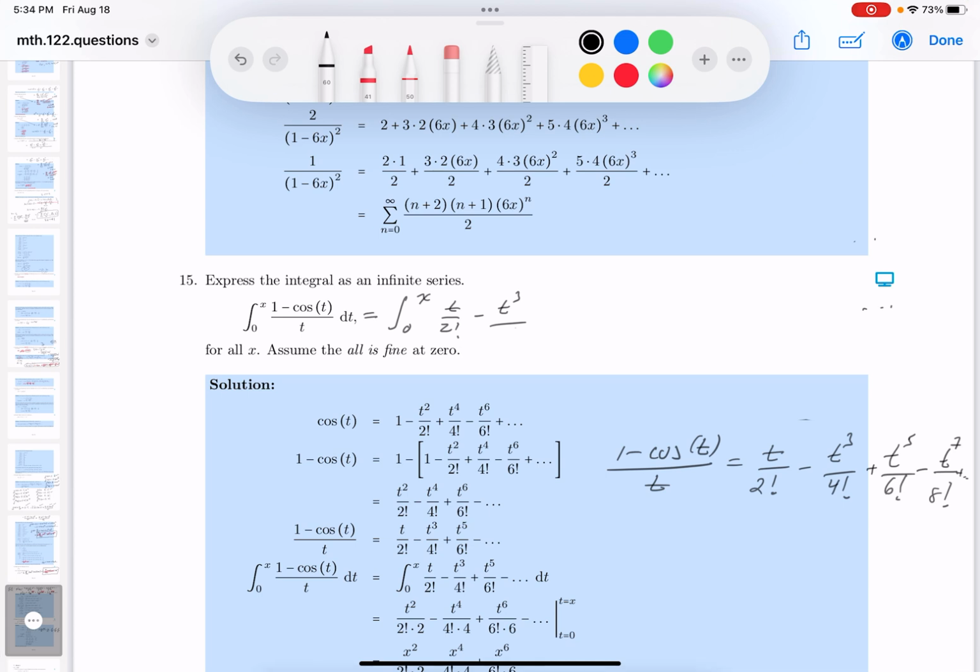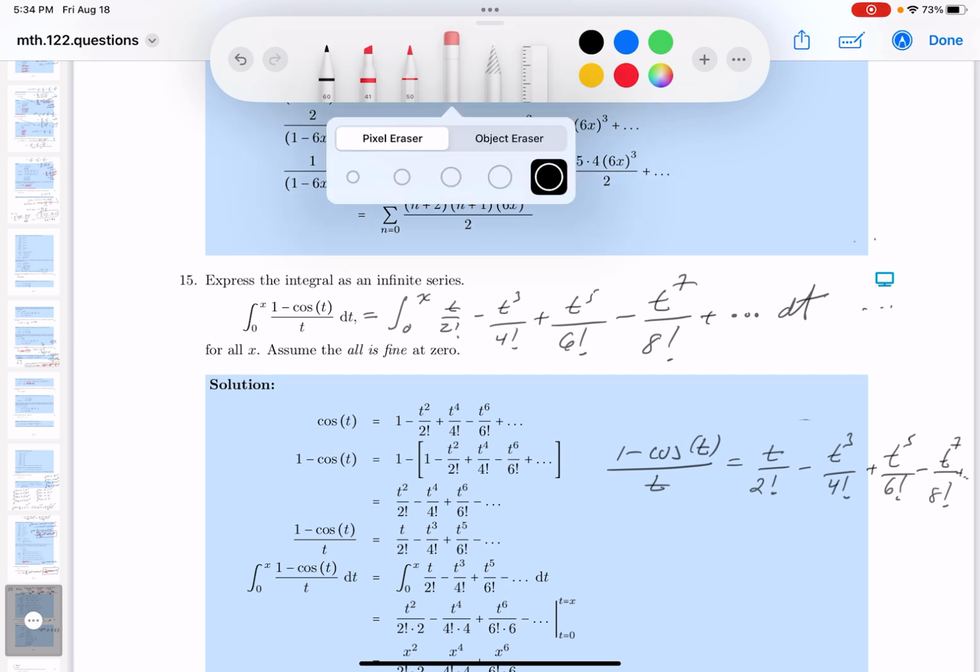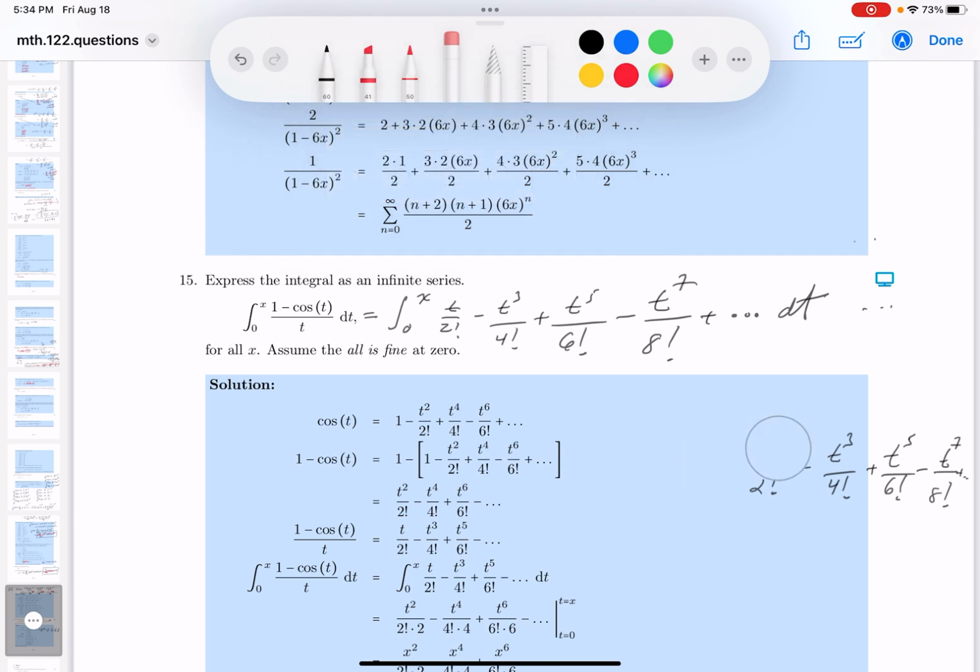4 factorial plus t to the fifth over 6 factorial minus t to the seventh over 8 factorial plus yada, yada, yada, dt. All right? Can we integrate that guy? We can. And let me go through that with you. Let me erase this business over here. And we're going to do the integration now.